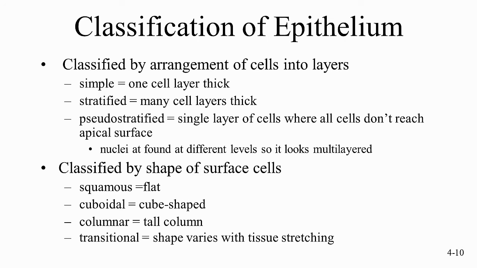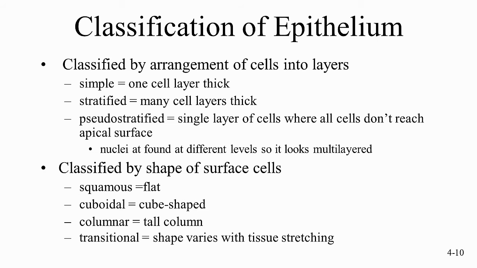Or for instance, at my house I have a paver patio. That is one layer of bricks thick. But I could take those bricks and stack them up into many layers and form a retaining wall. Well, that is going to be called stratified. So if we have two or more layers, we're going to call that tissue stratified. A strata is a layer.